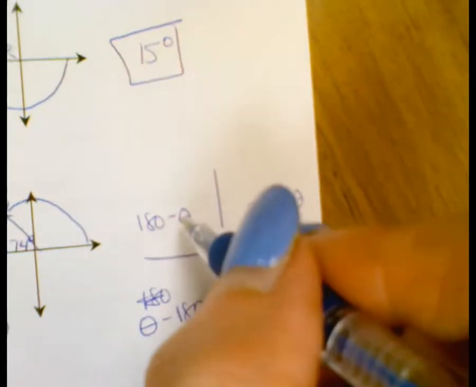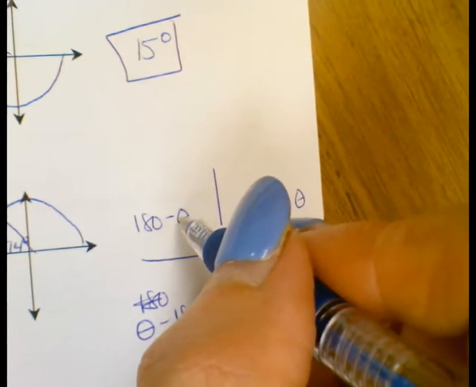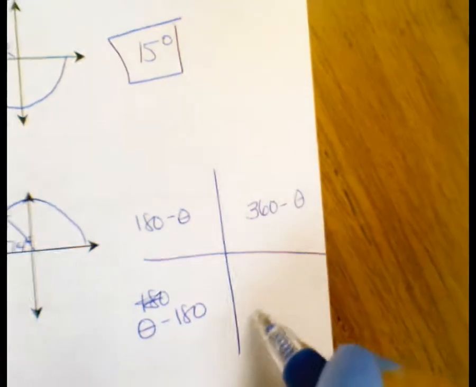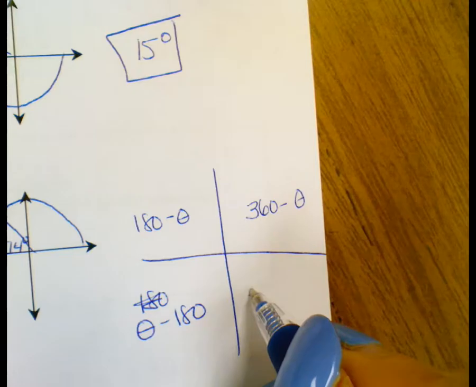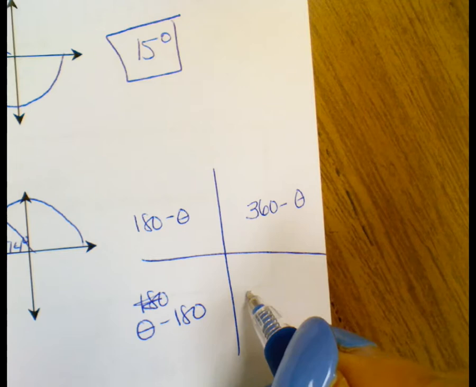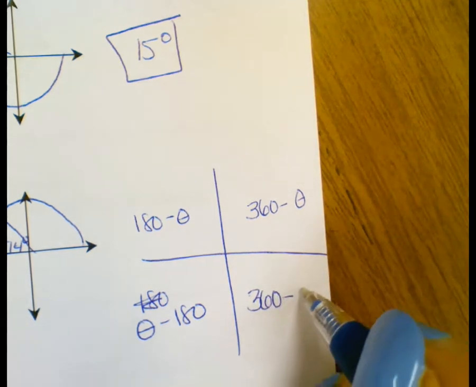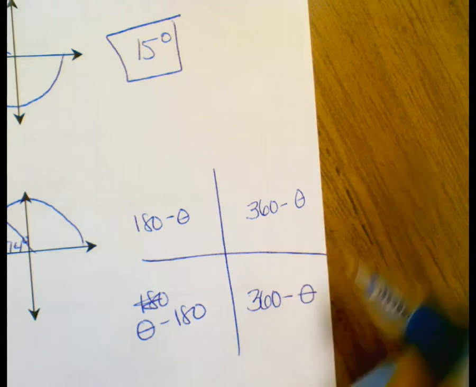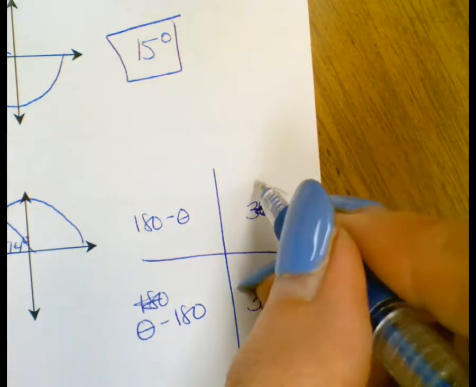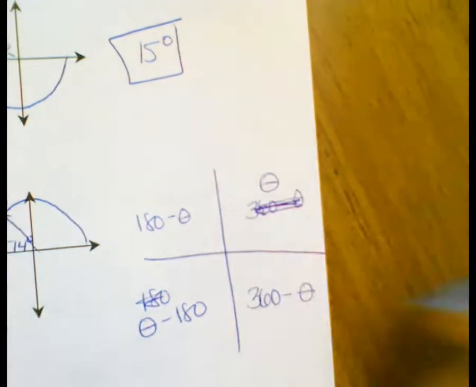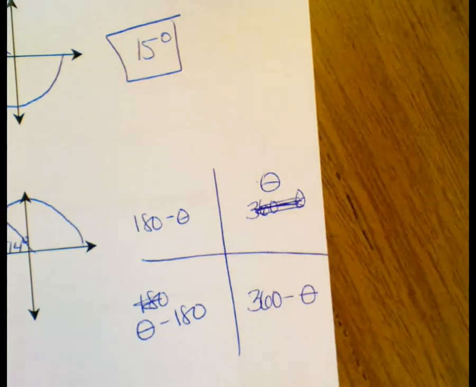Let me think here. This one right here is the third. I'm messing you guys up. This one is 360 minus theta. This one is just theta, whatever it is, if it's the reference angle. Try to use that chart. I know I just messed you up.